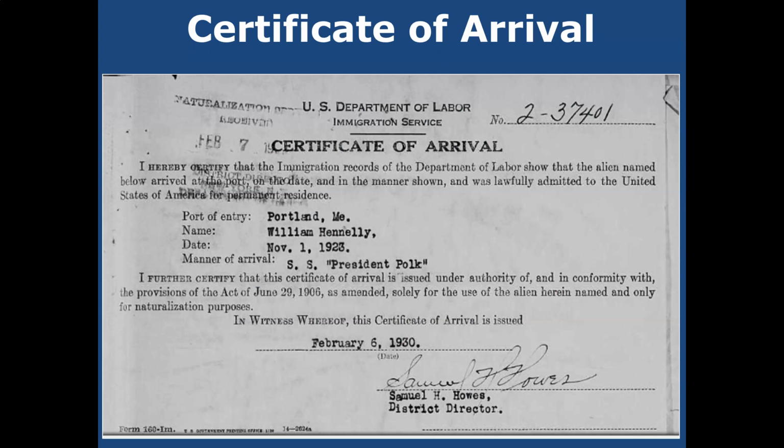This is an example of a certificate of arrival. This is for a gentleman named William Henley, whose port of entry was Portland, Maine. He came on November 1st, 1923 on the ship the SS President Polk.